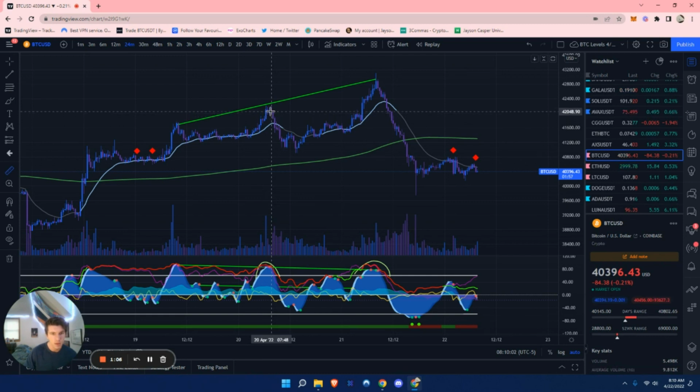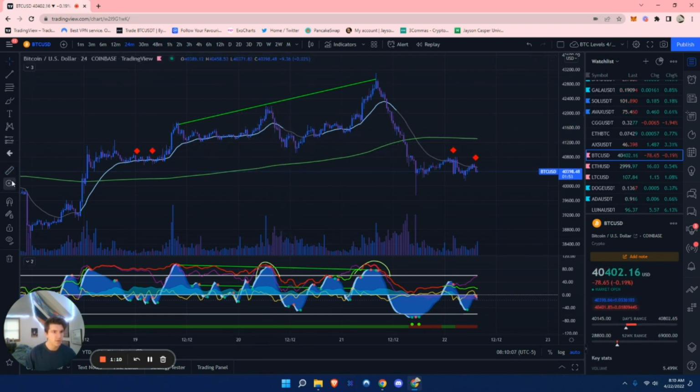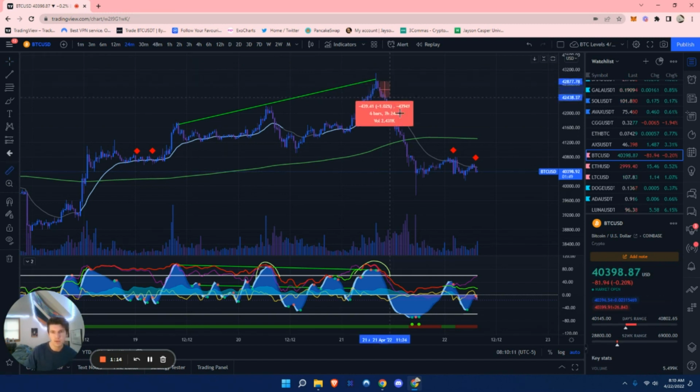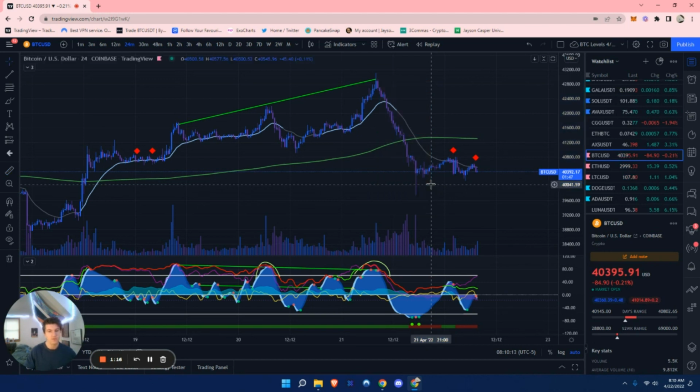So really, I took a short from right here. This was a good 3% move. But if you add that third momentum wave, that anchor wave, in there, it's like triples. So this was like a 7% move.